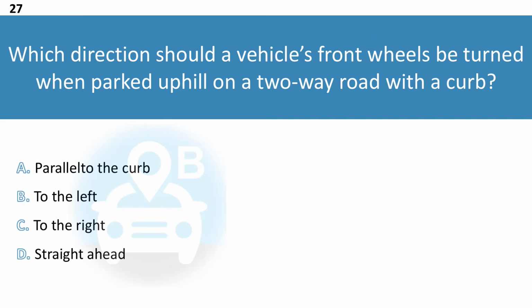Which direction should a vehicle's front wheels be turned when parked uphill on a two-way road with a curb? A. Parallel to the curb. B. To the left. C. To the right. D. Straight ahead.